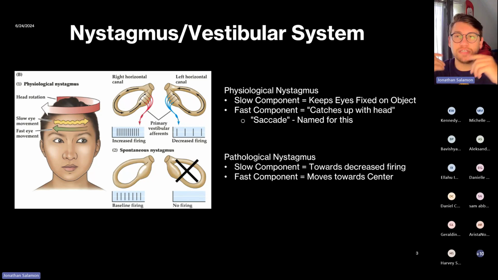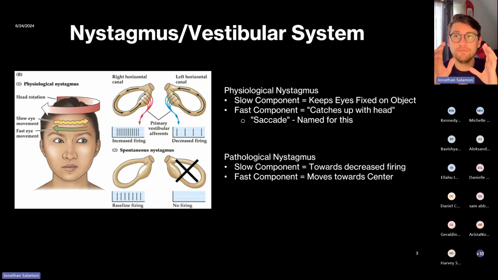Then my visual processing centers will say, hey, wait a minute, my eyes aren't supposed to be moving. Why is the world moving? And it will rapidly correct back towards the center, which is known as the saccade, which is what the nystagmus is named for. The slow component, where I'm trying to keep my head centered, moves towards the decreased rate of neuron firing.